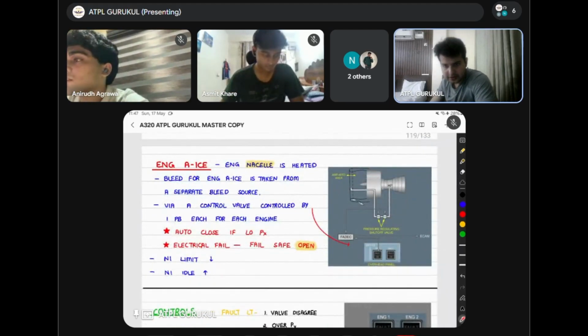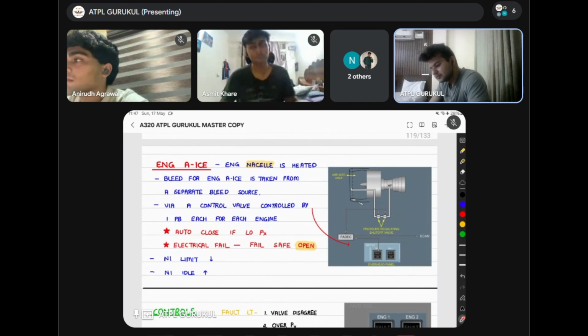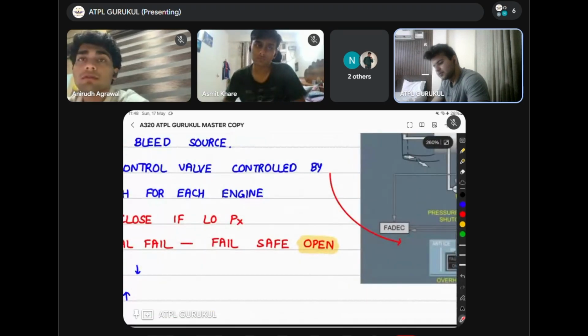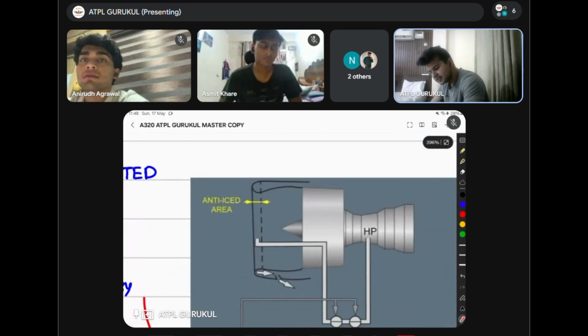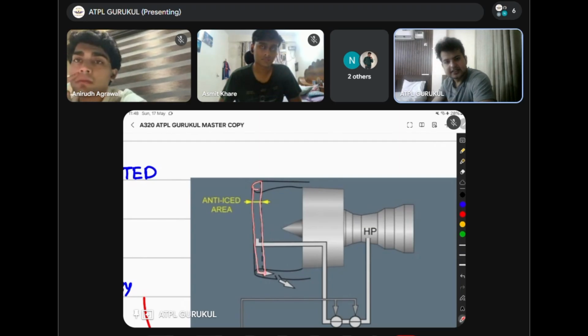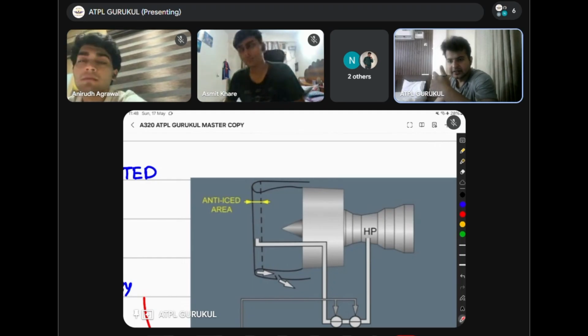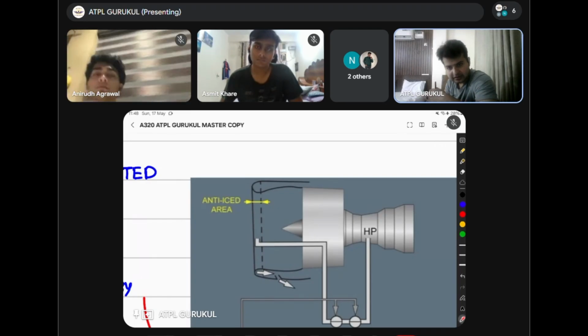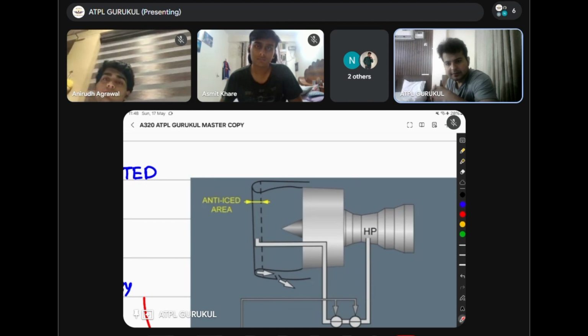Talking about engine anti-ice, the nacelle of the engine is heated. Now, what is the nacelle? It is the front portion of the engine, this area, which is always silver in color. You know why? It's never painted. Paint is an insulator. The inside of the metal is being heated with hot air, and that heat has to be conducted through this metal to the ice outside for it to melt. That will only happen if there's no paint, because paint acts as an insulator.